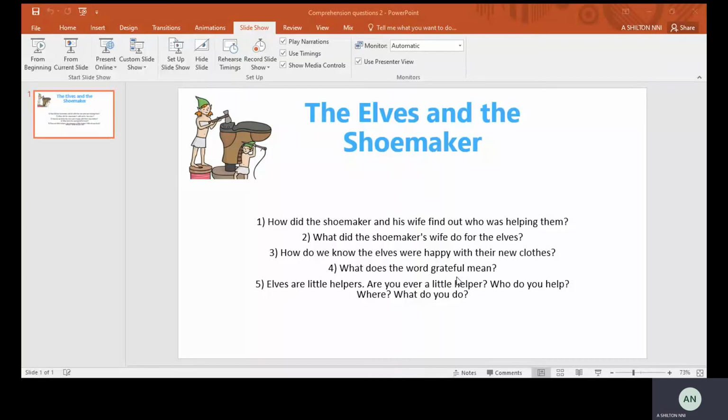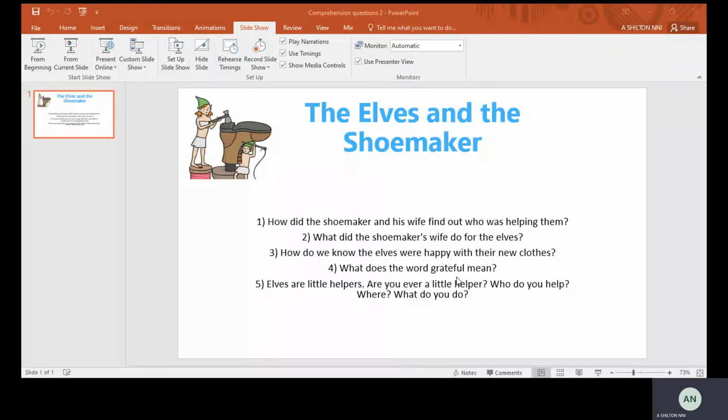So question number 1. How did the shoemaker and his wife find out who was helping them? Question number 2. What did the shoemaker's wife do for the elves? Question number 3. How do we know the elves were happy with their new clothes? Question number 4. What does the word grateful mean?